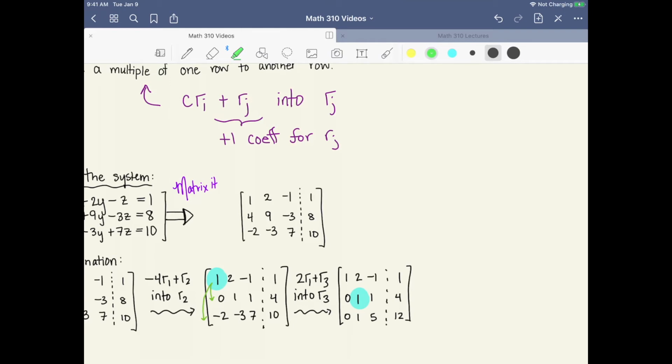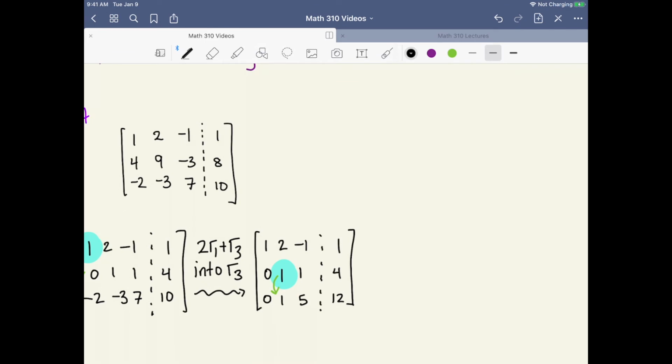This is going to be the pivot that kills the one underneath it. So we're going to use this to eliminate the one in the third row. The appropriate linear combination that we're going to need is going to be this one. We're now going to take minus row 2 plus row 3 into row 3.